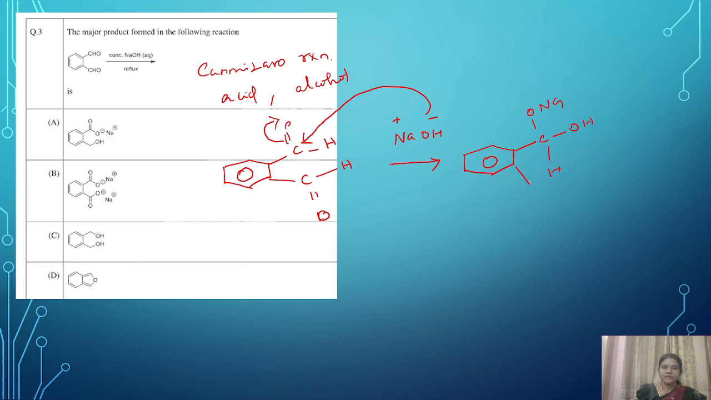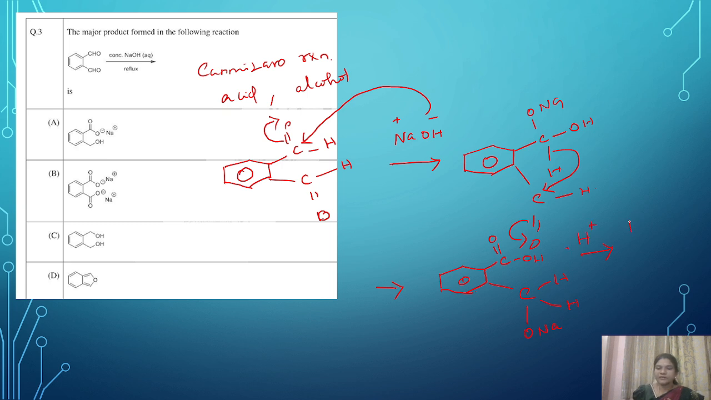This here is C double bond O. This hydride is transferred to this carbon. Then the product is OH. Here this is ONa. Then proton abstraction is taking place.